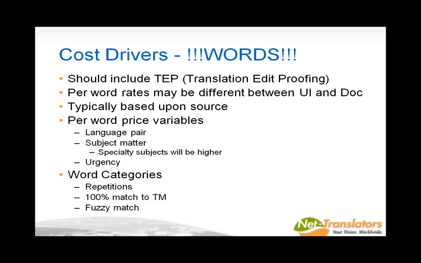These costs are almost always based upon source word count, but may also change based upon urgency or upon the amount of TM matching. TM matching incorporates 4 different types: new words, repetitions, 100% match words, and fuzzy match. Each of these has its own cost structure and may be broken down further.